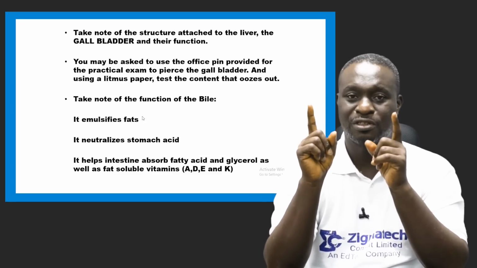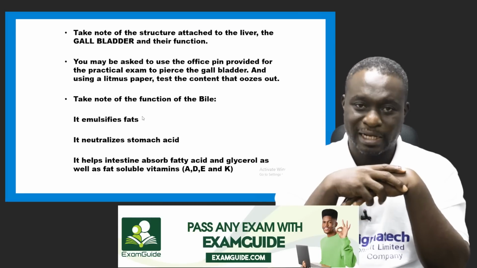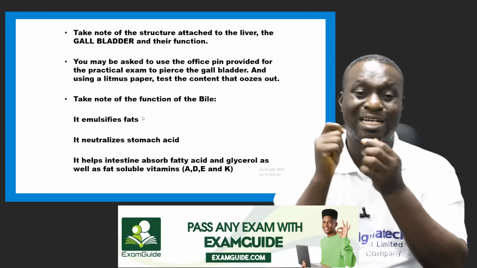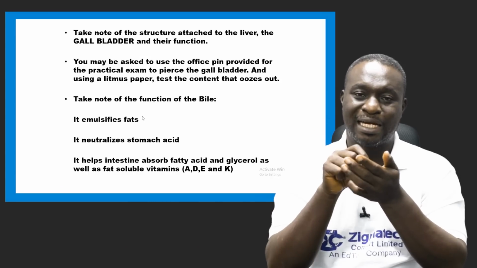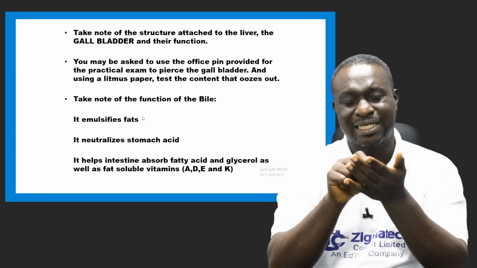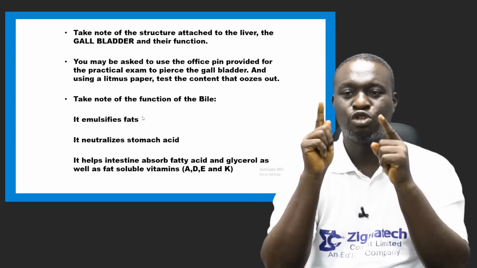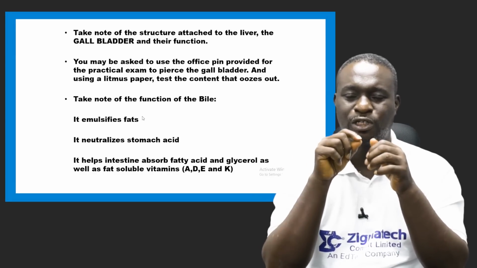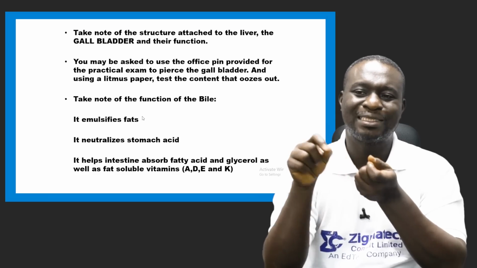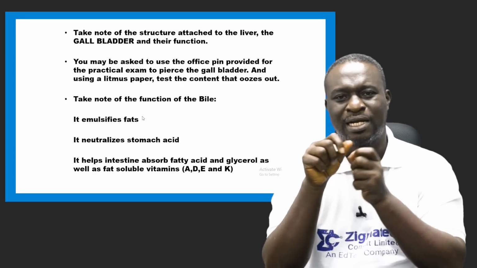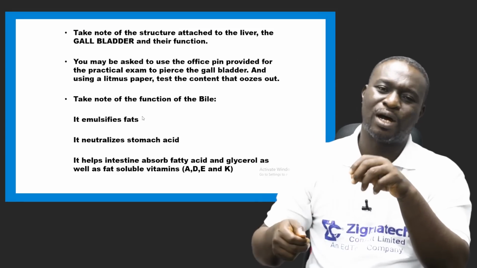Please note this. In fact, I am so confident that this particular question will come out in this WAEC. I am so confident. That's the reason for the litmus paper. They will ask you to pierce the gallbladder. Since it is storing the bile, you pierce the gallbladder to release the bile. And then you look at what they said. They said you may be asked to use the office pin provided for the practical exam to pierce the gallbladder, and using a litmus paper, test the content that oozes out. Now, the content that oozes out is the bile. So you use a litmus paper to test it.